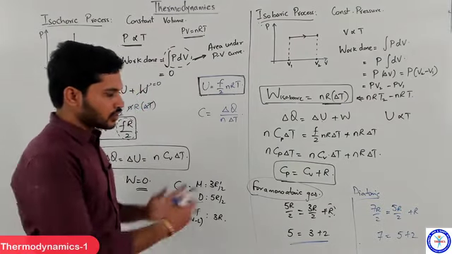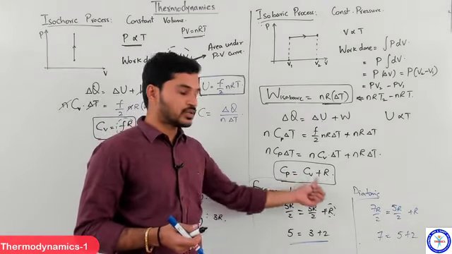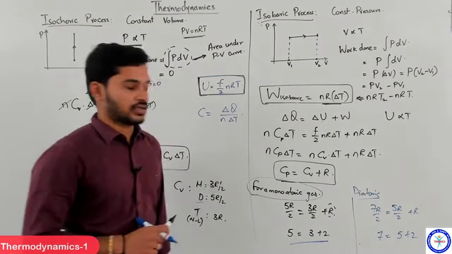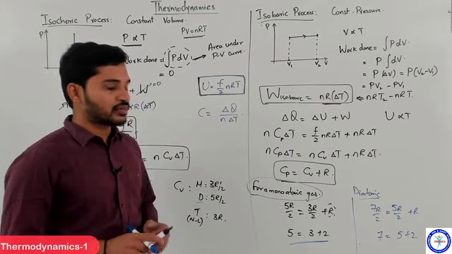Clear? So that is how we should understand this particular result. Cp is equal to Cv plus R. Clear, students? So let me ask you a question. I want you to think about this.